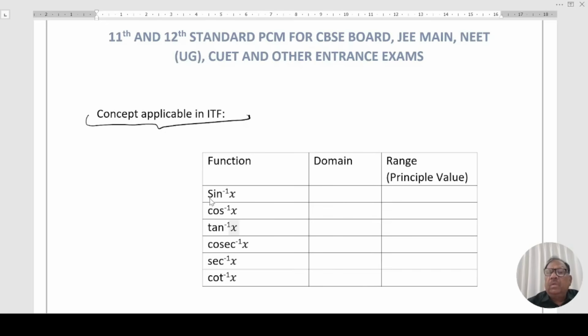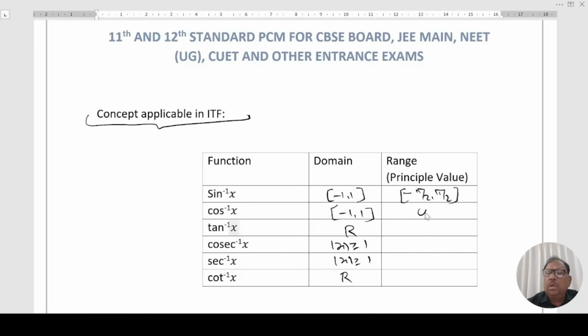Sin inverse x is defined for x belonging to minus 1 to 1. Cos inverse x, minus 1 to 1. Tan inverse and cot inverse are defined for all real numbers. Sec inverse and cosec inverse are defined for mod x greater than or equal to 1. Range of sin inverse is minus pi by 2 to pi by 2, closed interval.